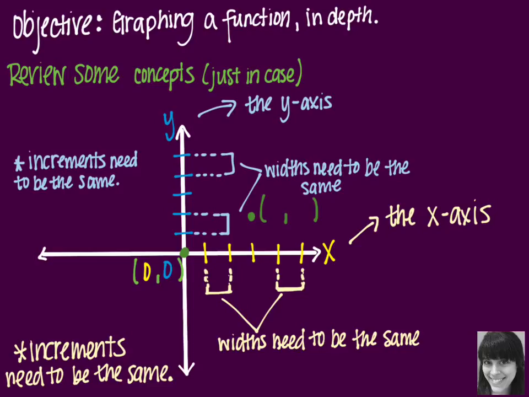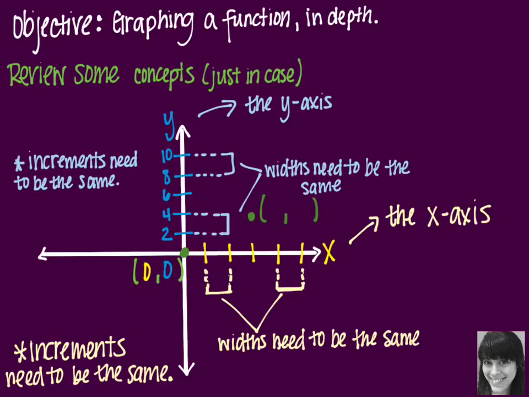Now, the increments. So what I mean by increments is, if I'm going to say that this is 2, then this has to be 4, this has to be 6. You can't just jump from 6 to 10. That would be bad. You need to go 2, 4, 6, 8, 10. Okay? This point in the very middle is always going to be 0, 0. So you can't just say, okay, this is going to be 10. No. The origin is always 0, 0. Okay? So the increments need to be the same.